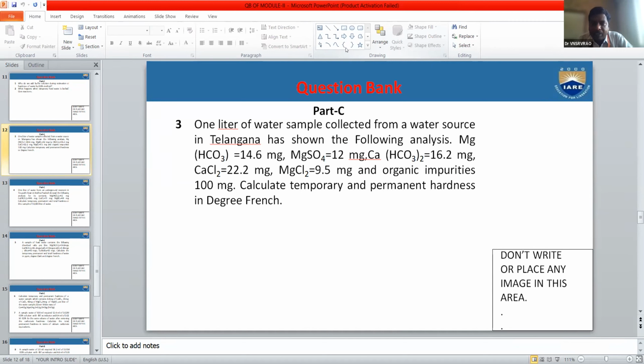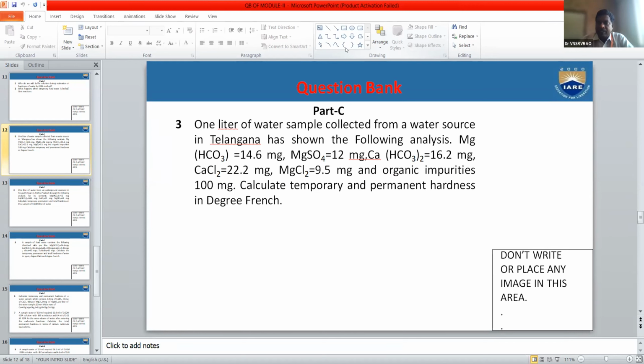And what about organic impurities? They don't show any effect on the hardness. They don't cause any type of hardness. That's why we leave that organic impurity quantity. So we consider the first 5 salts. That means magnesium bicarbonate and calcium bicarbonate for temporary hardness, and magnesium sulfate, calcium chloride and magnesium chloride for permanent hardness.